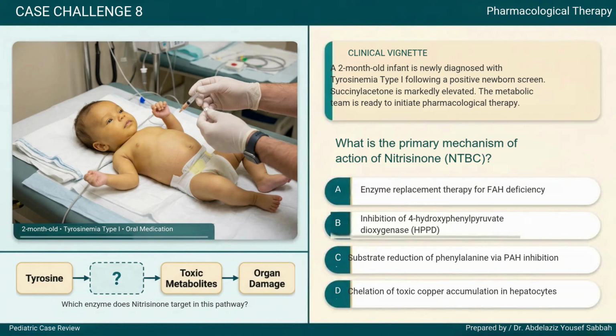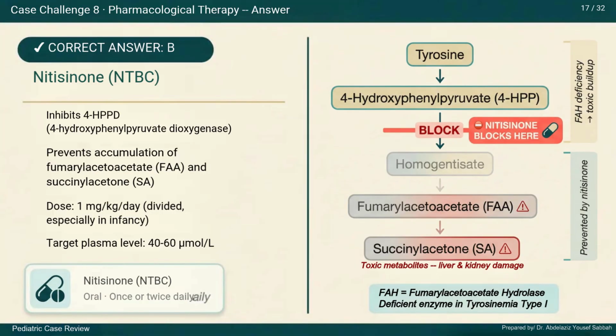Option A, enzyme replacement therapy for fumarylacetoacetate hydrolase deficiency. Option B, inhibition of 4-hydroxyphenylpyruvate dioxygenase. Option C, substrate reduction of phenylalanine via phenylalanine hydroxylase inhibition. Option D, chelation of toxic copper accumulation in hepatocytes. The correct answer is option B.